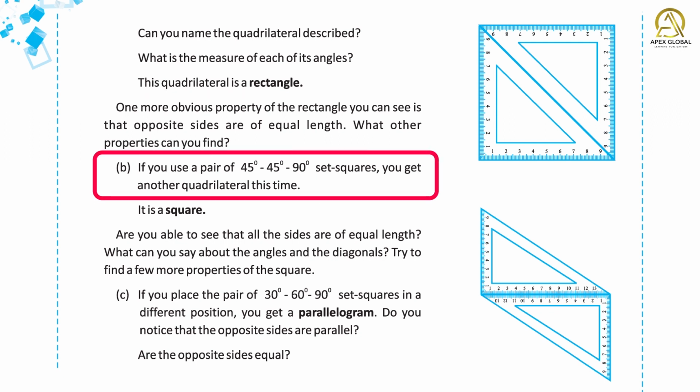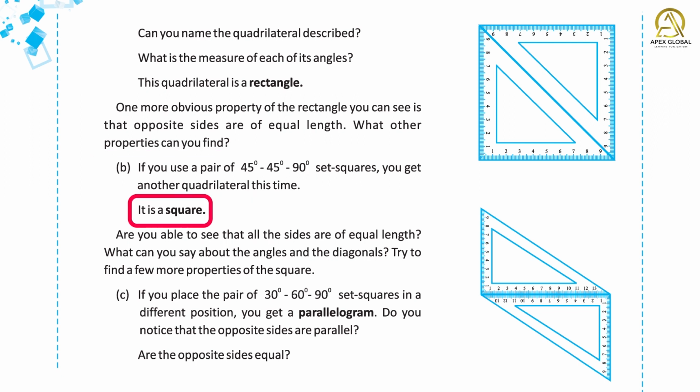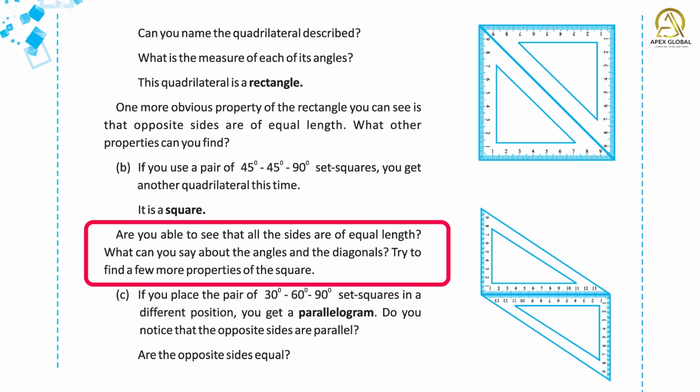B. If you use a pair of 45, 45, 90 degree set squares, you get another quadrilateral this time. It is a square. You are able to see that all the sides are of equal length. What can you say about the angles and the diagonals? Try to find a few more properties of the square.